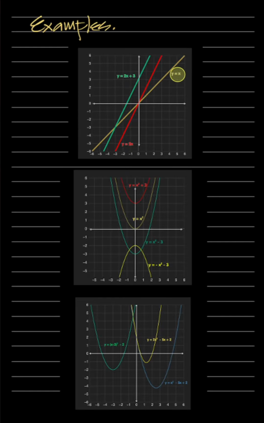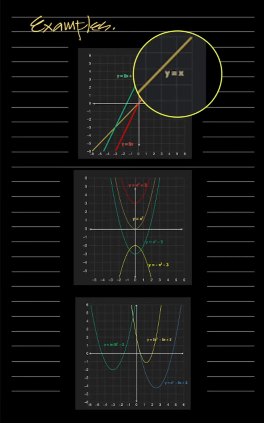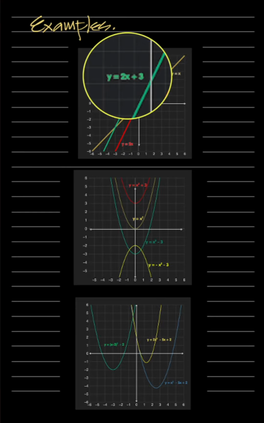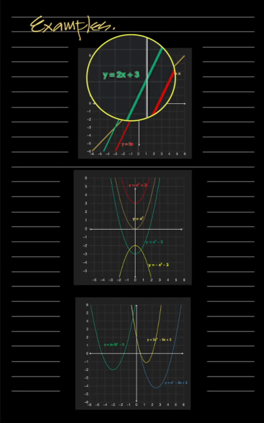You can see the first one is a linear equation that passes through the origin. That's the equation y is equal to x, passes through the origin. Now this is another equation where you have parameters. The parameters are 2 and 3, and 2 represents the slope of the graph, and 3 represents the point where the graph crosses the y-axis.